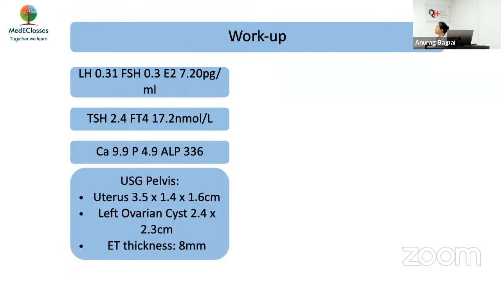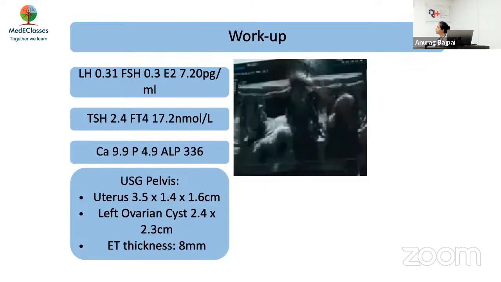Ultrasound of the pelvis showed a uterus that was in the pubertal range at 3.5 by 1.4 by 1.6 centimeters. There was a large left ovarian cyst which was hypoechoic and 2.4 by 2.3 centimeters. The right ovary was normal in size, and there was an endometrial thickness of 8 millimeters seen in the child.